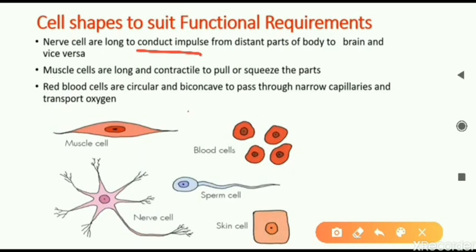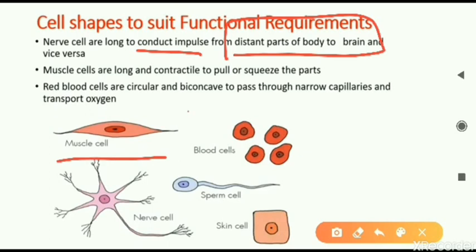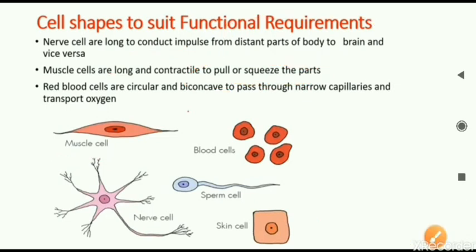Impulses means the electrical messages that our brain is sending to the body parts. So this message has to be sent from the brain to the distant body parts all over the body. That is why the nerve cells are very long. It justifies the shape of the cell, because the message has to be transferred over a long distance. Next, you can see muscle cells. They are also long and contractile. Why is it so? So that the parts of our body can be pulled or squeezed. Contraction and relaxation can happen in the muscles easily. So that is why their shape is like this.